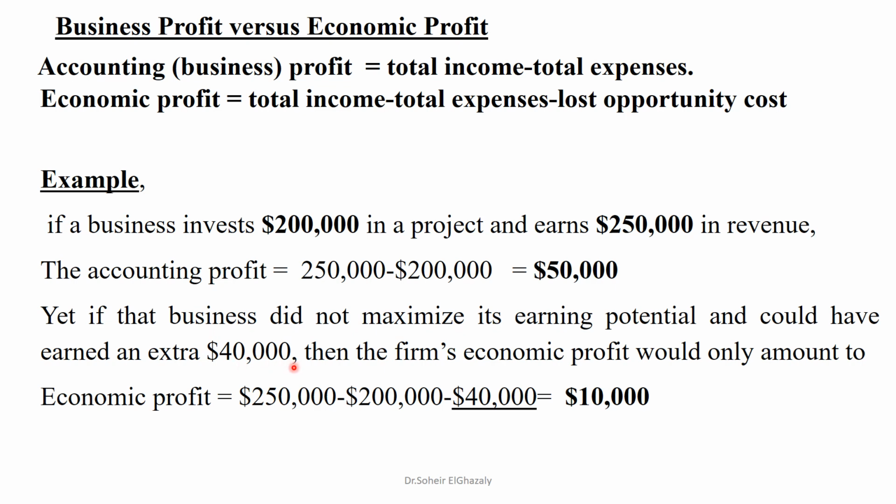So the economic profit equals 250,000 minus 200,000 minus what? What he did not use, the extra earning he did not use, which we call the opportunity cost. He lost this opportunity to make more profit, so minus 40,000. Then the real economic profit is 10,000.